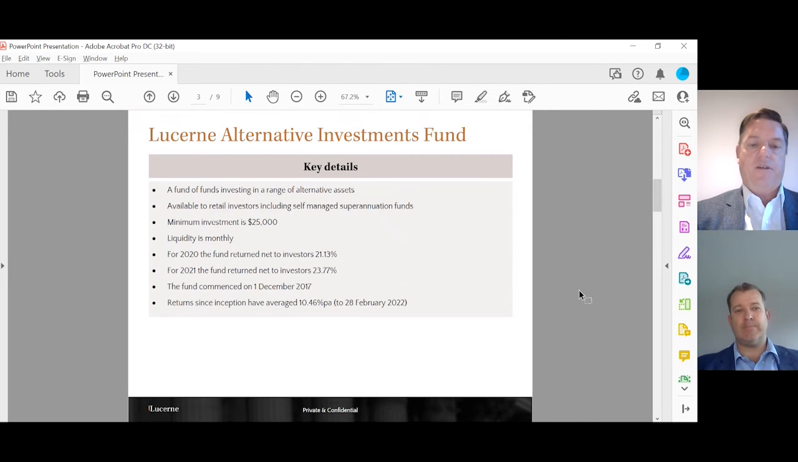I mentioned earlier that the minimum investment is $25,000. The other really unique feature of Leif that self-managed super funds in particular benefit from is monthly liquidity.